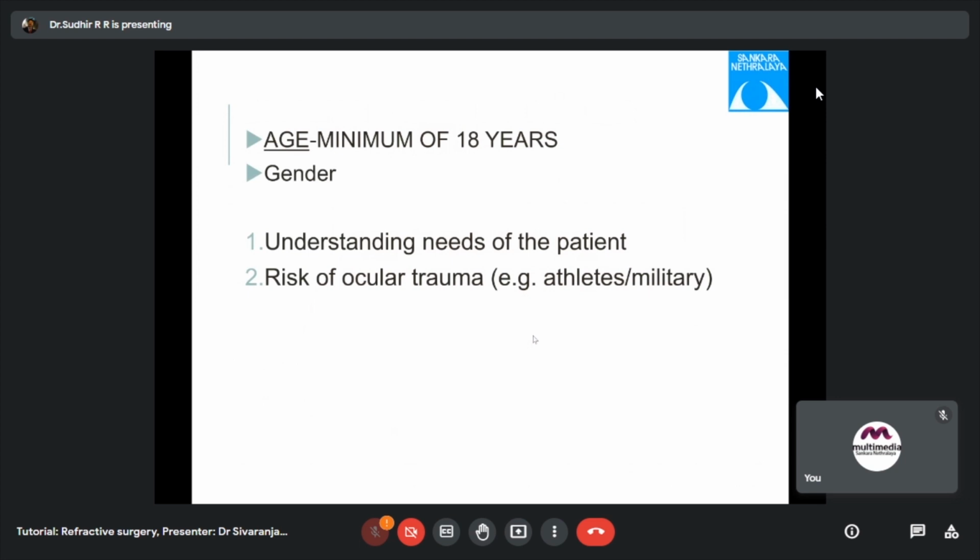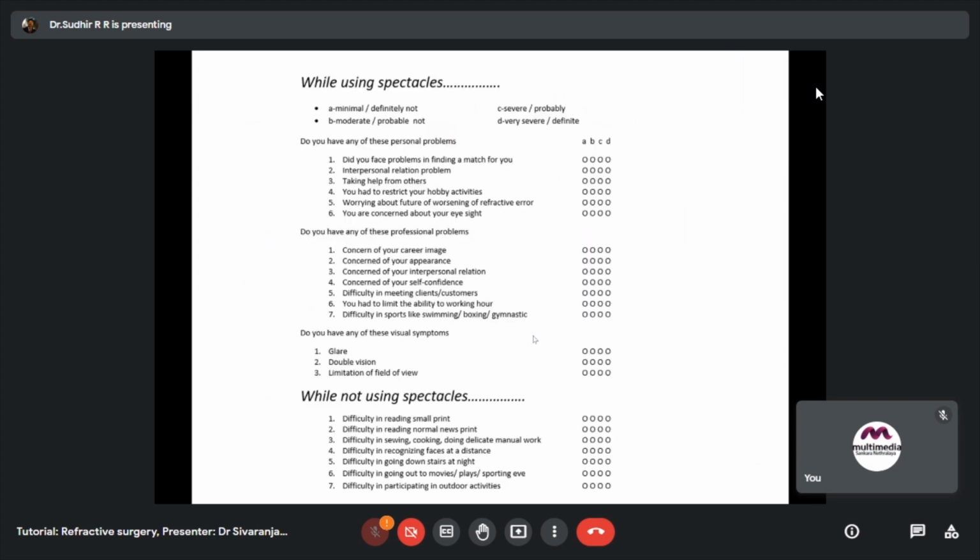Apart from athletes, military, and other occupations, this was actually one of the theses of one of my DNB students, who looked into all the patients who underwent LASIK to find out why they underwent it, what problems they had, and the reason for the procedure. It was a qualitative research study, using focus group interviews. They took 10 people and asked what problems they have with glasses and with contact lenses.